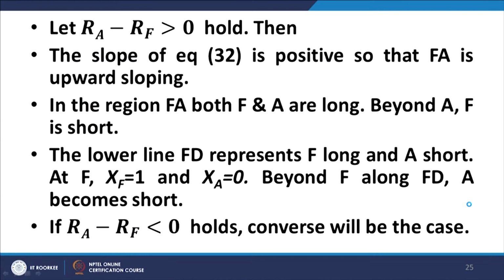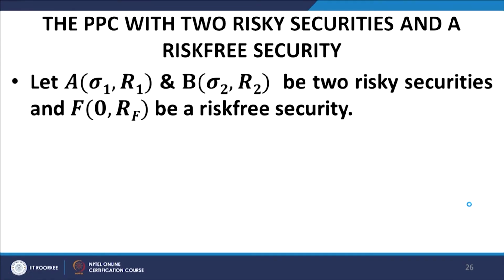The slope of equation 32 is positive, so that FA is upward sloping, as you saw in the diagram. In the region FA, both F and A are long. Beyond A, F is short, and the lower line represents F long and A short, as I mentioned. At F, X_F is equal to 1, X_A is equal to 0. Beyond F and along FT, A becomes short. If R_A minus R_F is less than 0, the converse will be the case as represented in the right hand side figure on the previous slide.